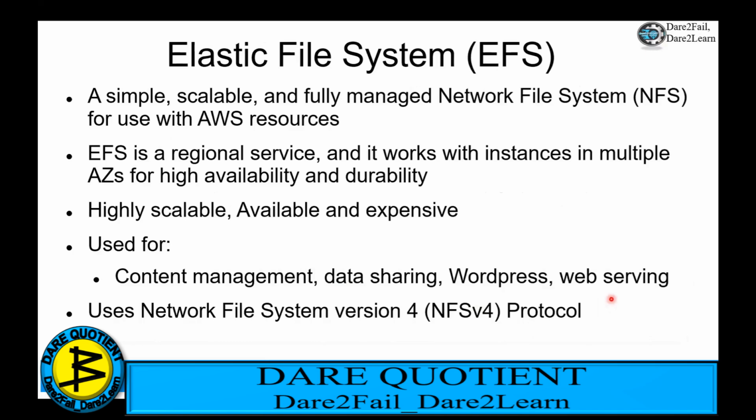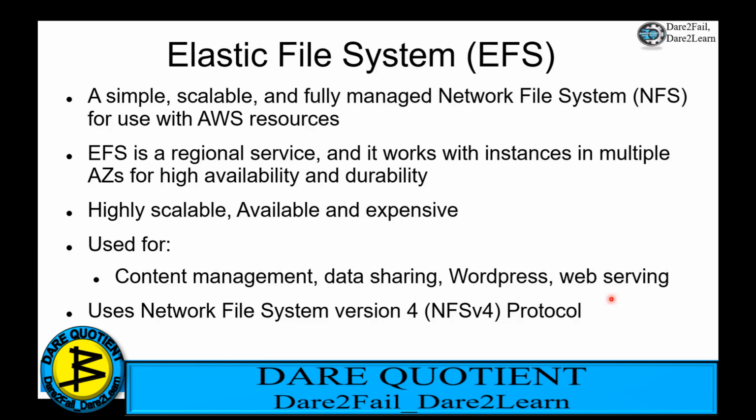Elastic File System is a file storage system for EC2 instances. It is a simple, scalable, and fully managed network file system for use with AWS resources. It is managed in the sense that it can be mounted on many EC2 instances, so it has a one-to-many mapping with EC2 instances.